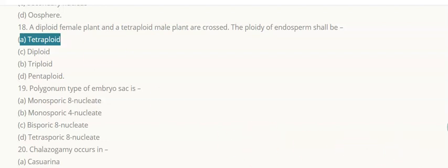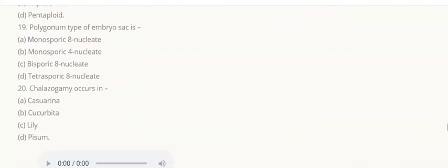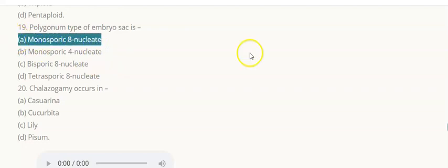I move to question number 19. Polygonum type of embryo sac is: monosporic 8 nucleate, monosporic 4 nucleate, bisporic 8 nucleate, and lastly tetrasporic 8 nucleate. Here the simple option is A, monosporic, 8 nucleate. But students, you must examine the other three answers also. They are equally important, namely in which plants we have monosporic with 4 nucleate, bisporic, and tetrasporic 8 nucleate. Anyhow, we'll discuss that somewhere else, or you can always refer to my notes.